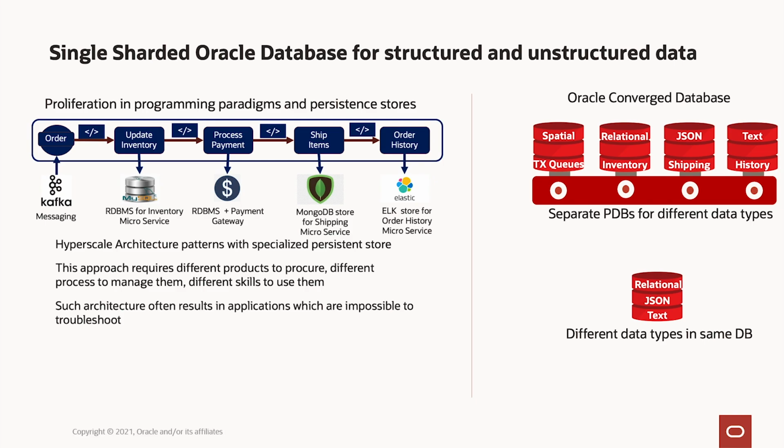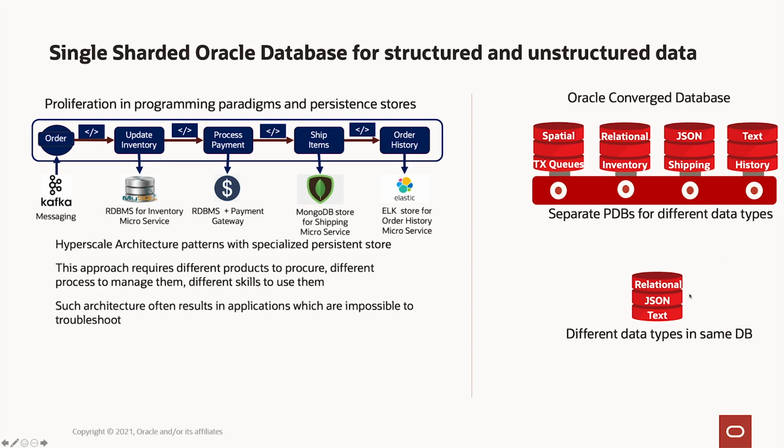With Oracle Database being a converged database, as we touched upon earlier, we can store all of these different data types in the same data platform. You could have separate instances of Oracle databases for, say, storing your relational, JSON, text, spatial, transaction queues, and you can shard all of them, so you get the same scalability like many NoSQL products.